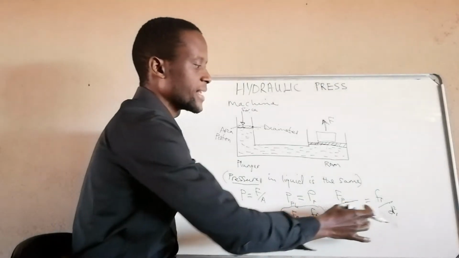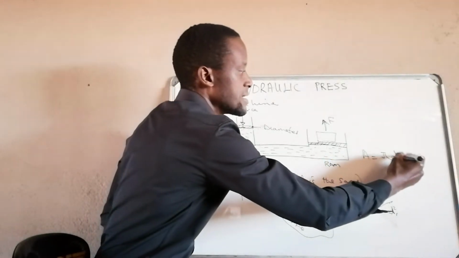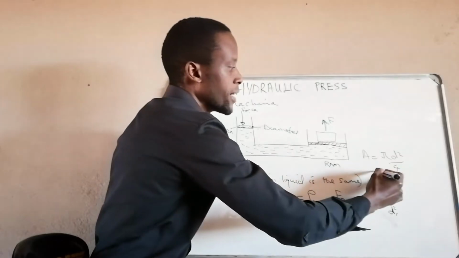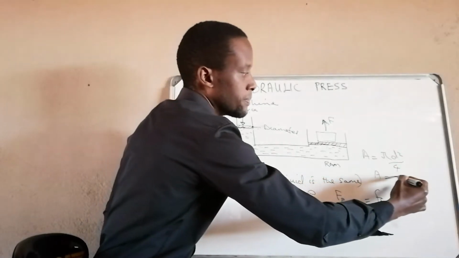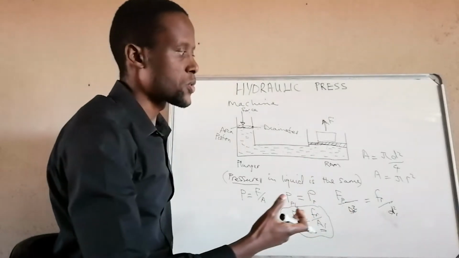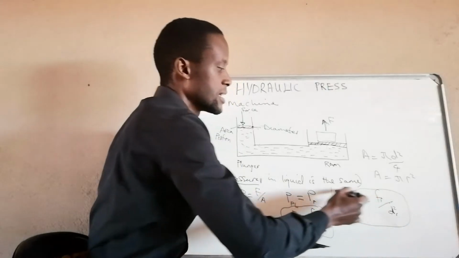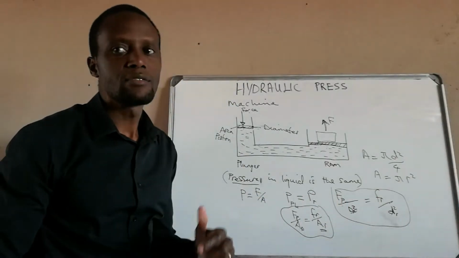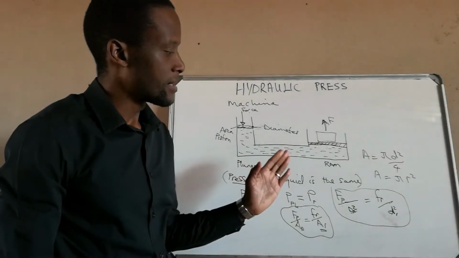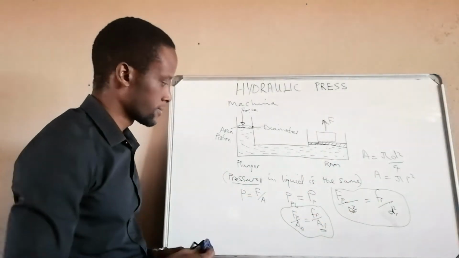So the square on the diameter comes in because the area of a circle is pi d square over 4, or the area of a circle is pi r square. So if you're using the diameter, you have to square. If you're using the radius, you can also square, but we can use this in order for us to compare the forces between the plunger side and the ram side. That is the first thing that we have to know.